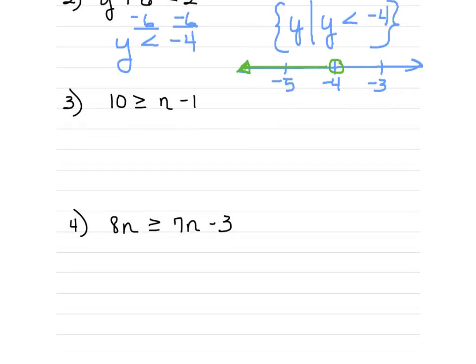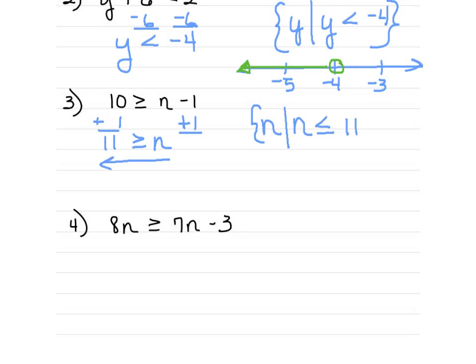10 is greater than or equal to n minus 1. Let's add 1 to both sides. 11 is greater than or equal to n. So let me show you how we'd write this in set notation. All values for n where n is less than or equal to 11. You're reading it this way, always with the variable first. And we'd graph it like we do all of them. This is 10, 11, and 12. And so n is less than or equal to, so we have a closed circle. We're going to highlight to the left.